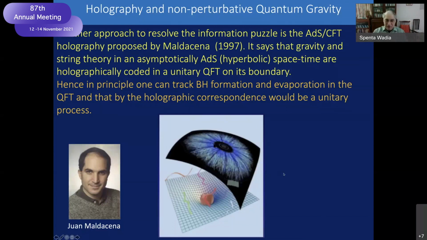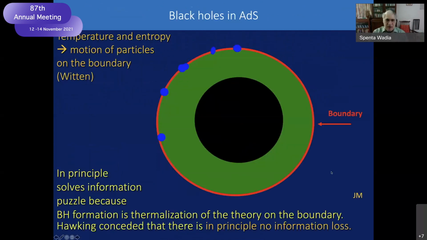Given this, the information puzzle is in principle solved, right? Because here you have a unitary quantum field theory. Whatever the black hole does in the interior, whatever evaporates, forms, is basically holographically coded in this boundary theory, which is an ordinary quantum field theory, which is unitary. So there cannot be any information puzzle, and there isn't. And this is a big progress, actually.